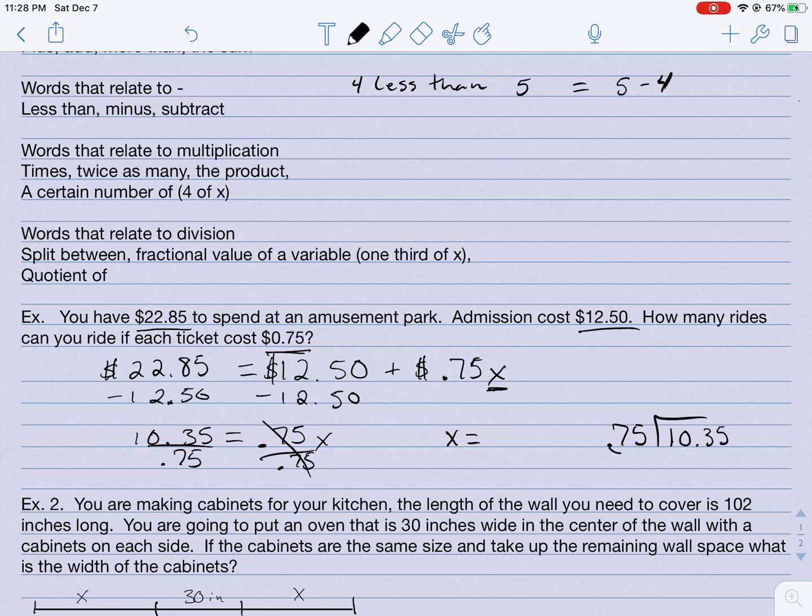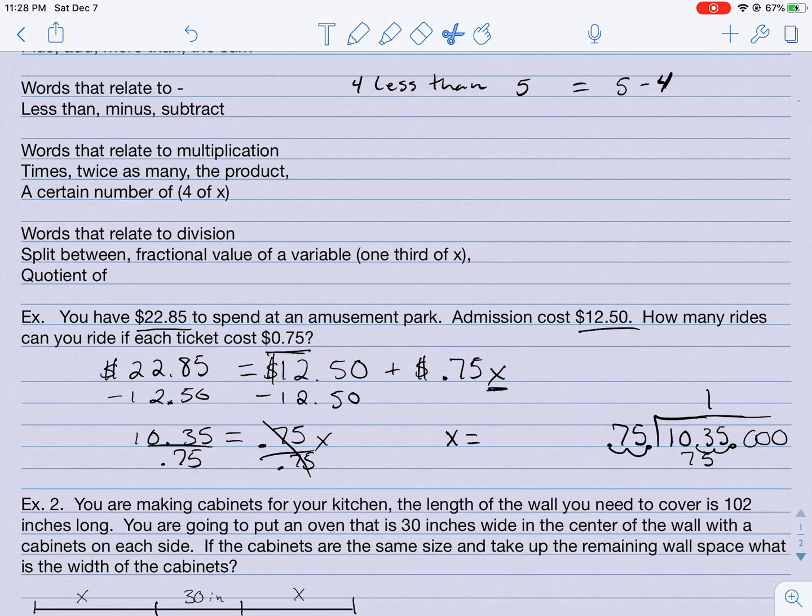10.35. Once again, with decimals we have to make it a whole number. So we move our decimals over 2 spots to get that whole number, and if we need to, there's that infinite number of zeros behind. So now 75 can go into 103. That would be once. That would be 75.